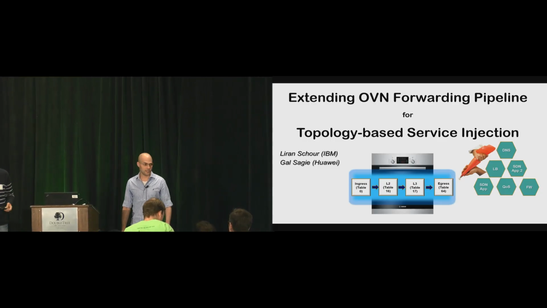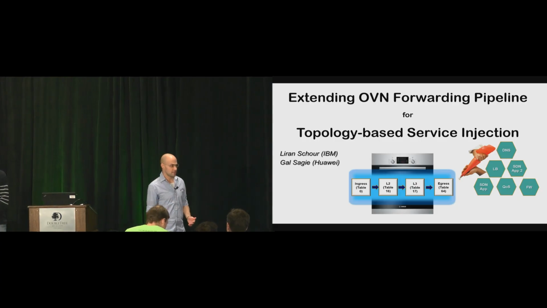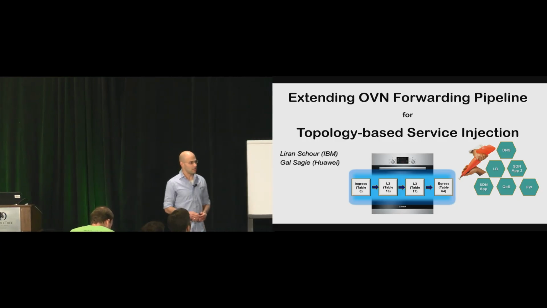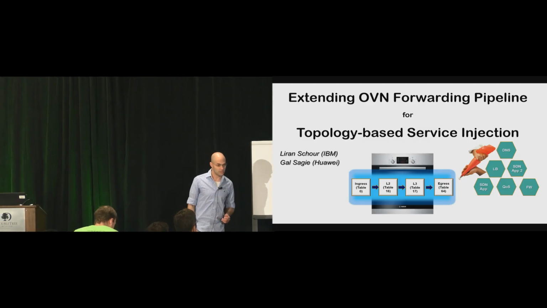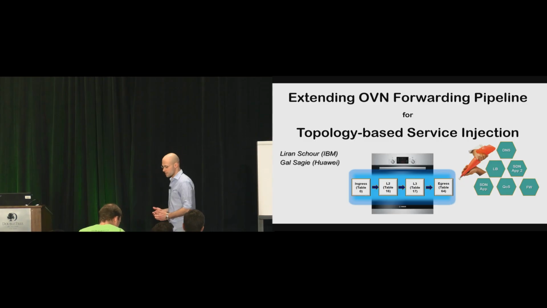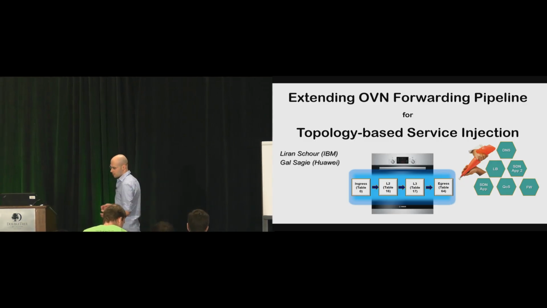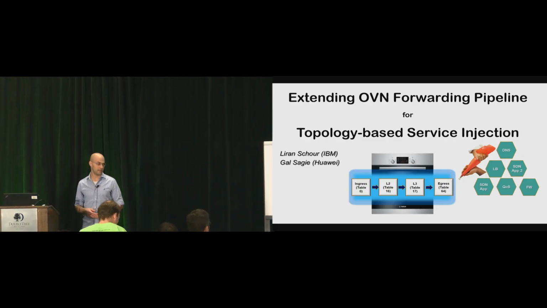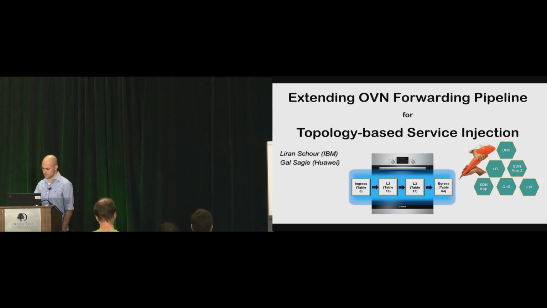We are going to present to you a concept we call topology service injection. What this means in a nutshell is we want to allow external applications to inject their logic in the OVN pipeline and do it in a secure way. And we'll explain more as we go in this presentation.